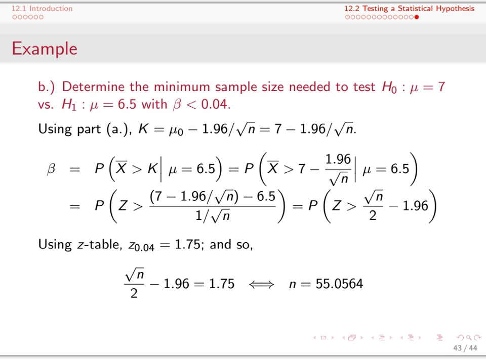55.0564. Now it's worth noting here that n is supposed to be a sample size, and it doesn't make sense for it to be fractional or decimal. As such, we're going to round up to the nearest whole number. So we'll pick n to equal 56.